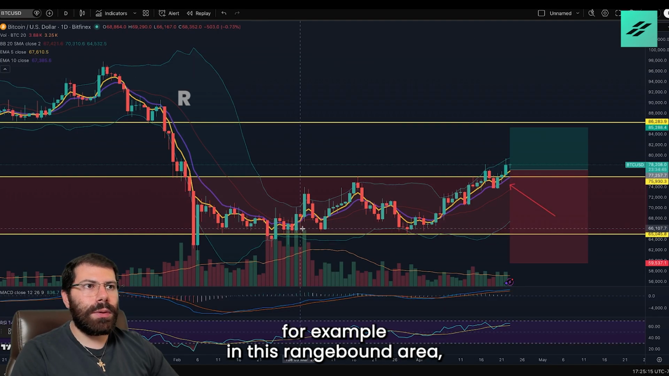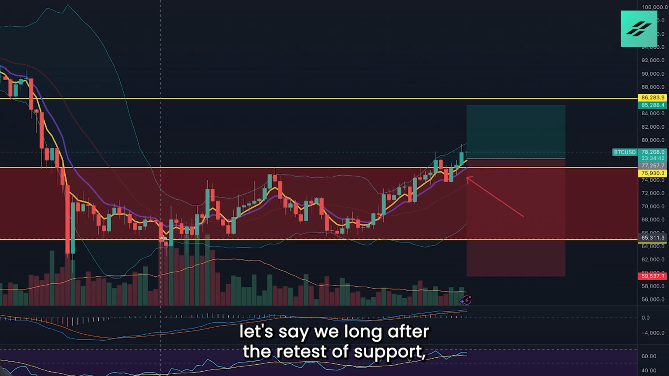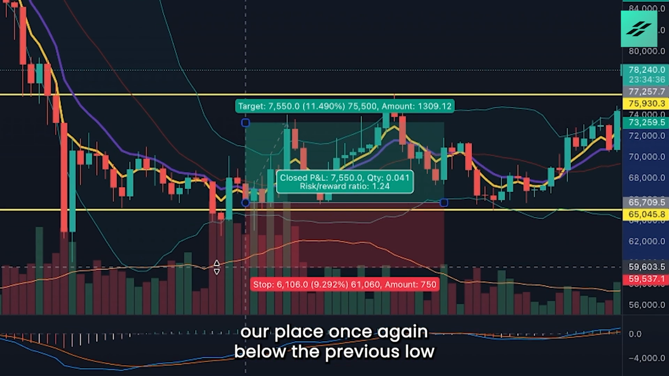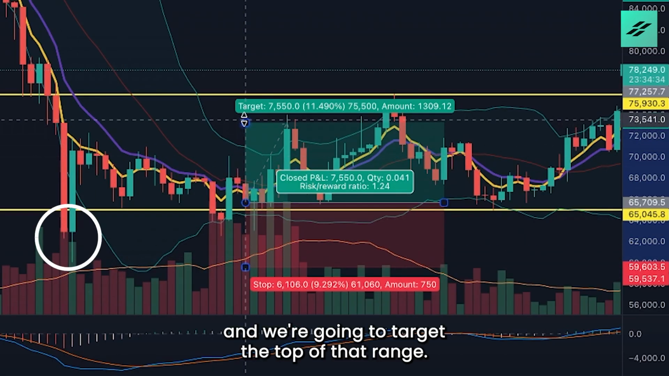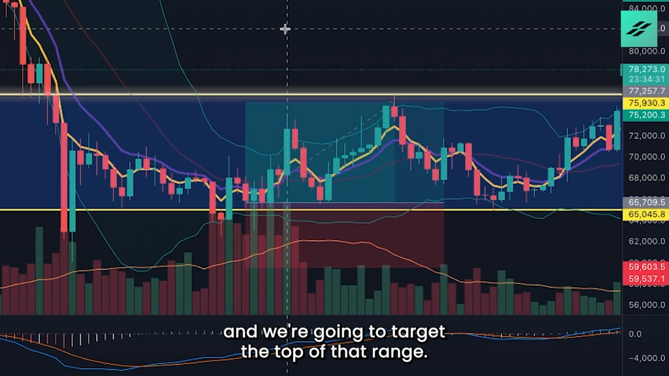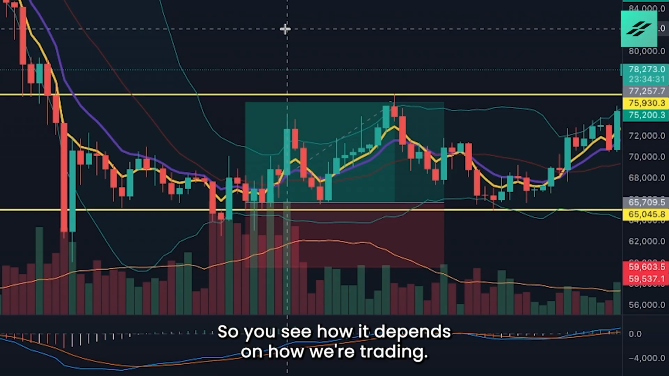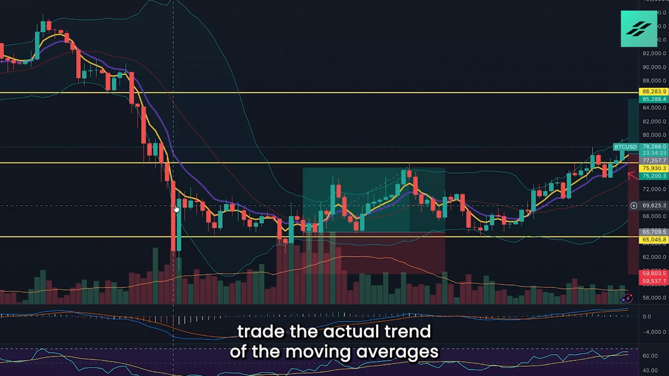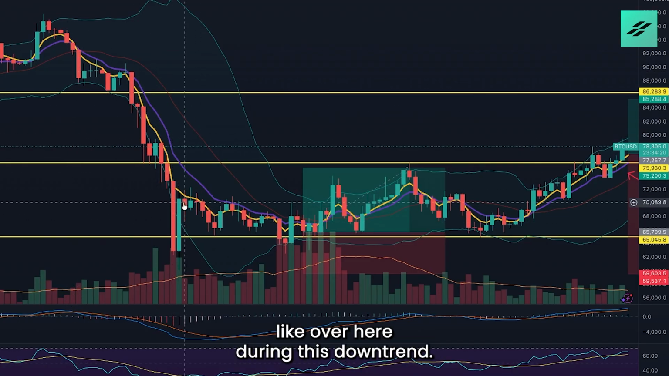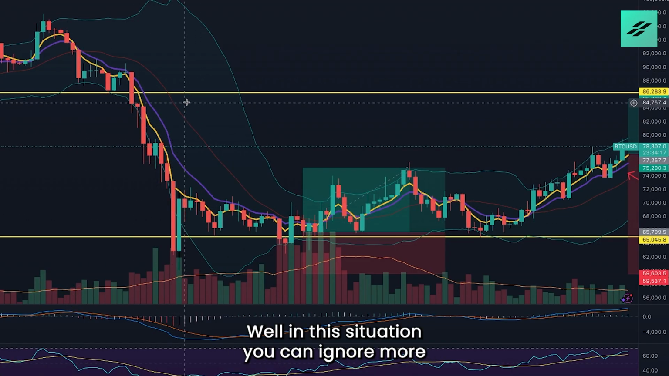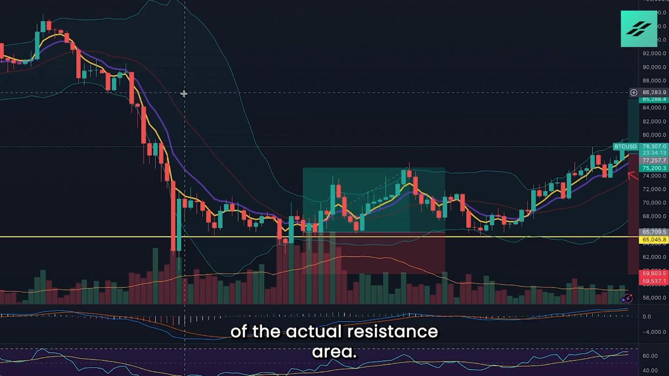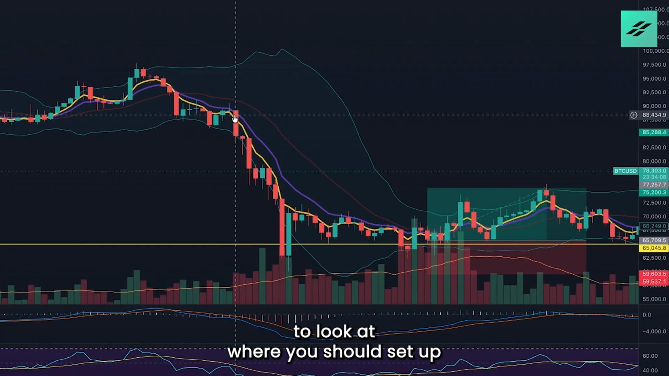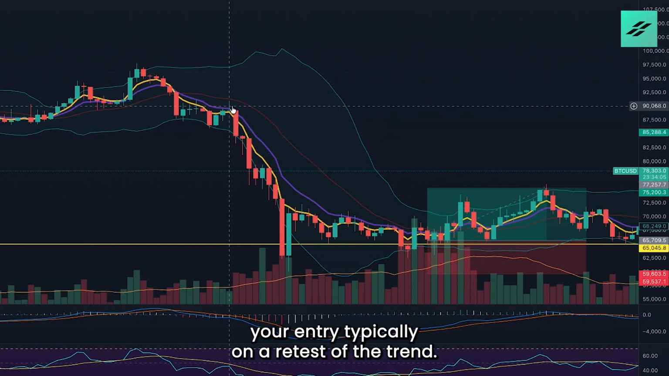If we're trading, for example, in this range bound area, let's say we long after the retest of support, we're going to place our stop loss once again below the previous low, and we're going to target the top of that range. So you see how it depends on how we're trading. Now, let's say we're just trying to trade the actual trend of the moving averages, like over here during this downtrend. Well, in this situation, you can ignore more of the actual resistance area, and you're going to want to look at where you should set up your entry, typically on a retest of the trend.